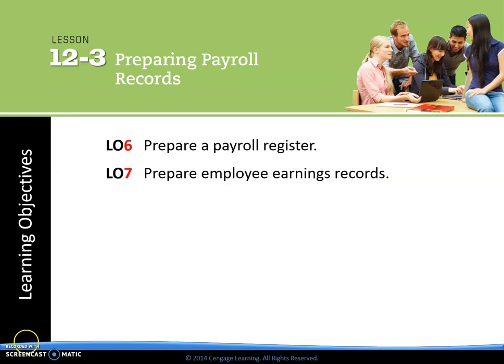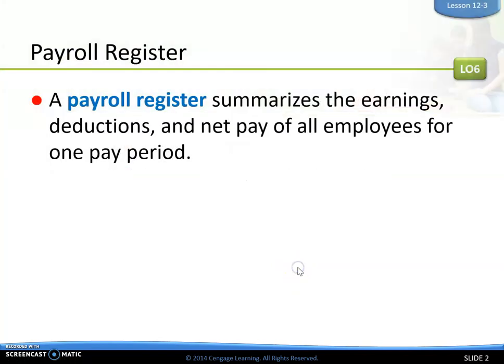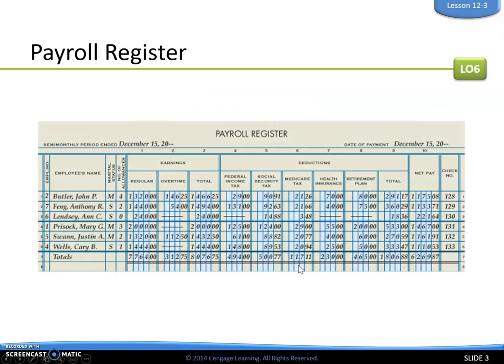This video is to go over lesson 12.3, preparing payroll records. We have two objectives. You need to be able to prepare a payroll register and you need to be able to prepare employee earnings records. A payroll register summarizes the earnings, deductions, and net pay of all employees for one pay period.